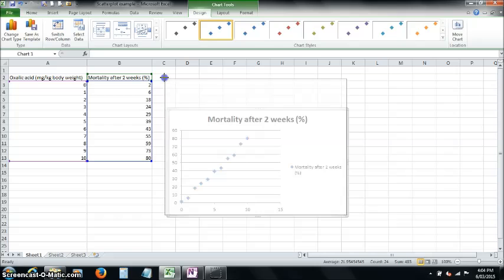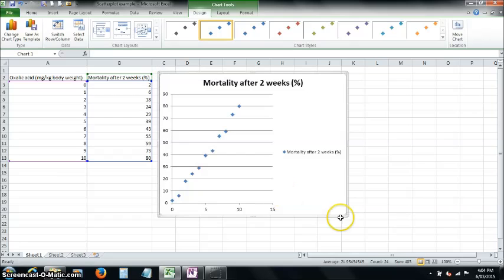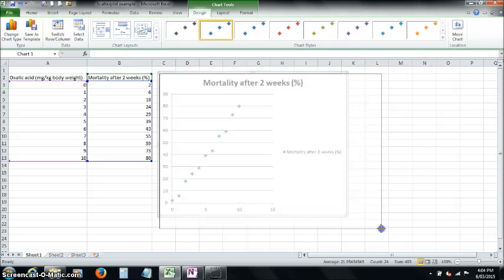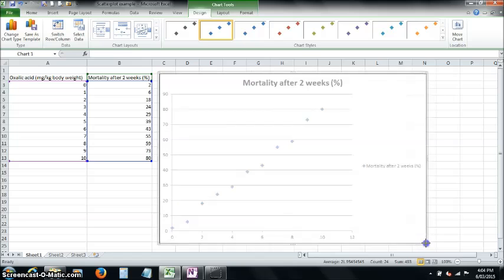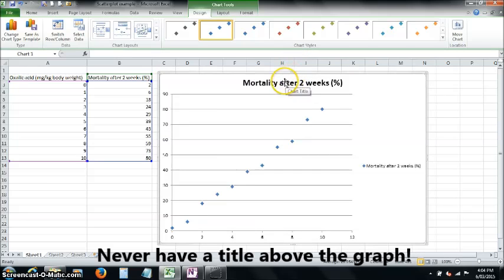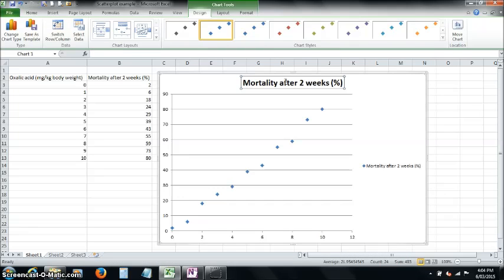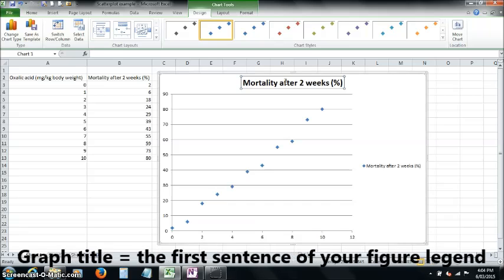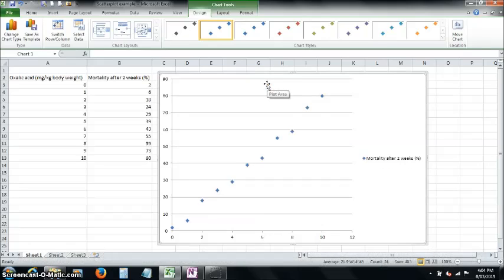Now, the first thing you should notice that's wrong, or you will get to know that this is wrong, is that there's a title on the graph. Now, we never put titles on graphs. What you should do though is if you've got a good title for a graph, it should appear in your figure legend as the first sentence. So to get rid of that, just left click and hit delete.